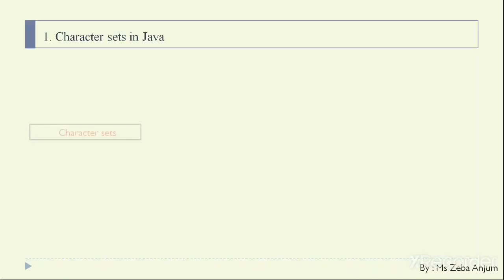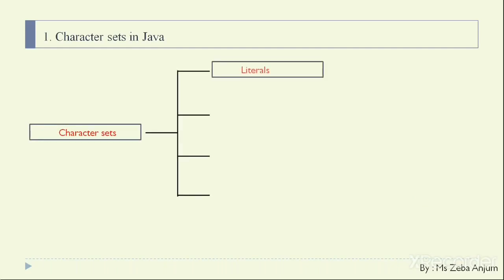Character sets in Java are basically further divided into four major categories. The first one is your literals. In literals, all your alphabetical characters are included. All the uppercase as well as the lowercase characters are contained in literals. We know Java is a case-sensitive language, and that is why uppercase and lowercase letters are treated differently.